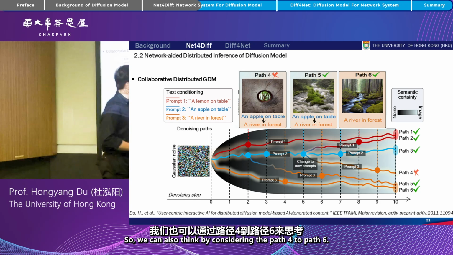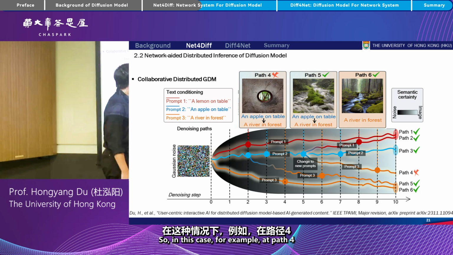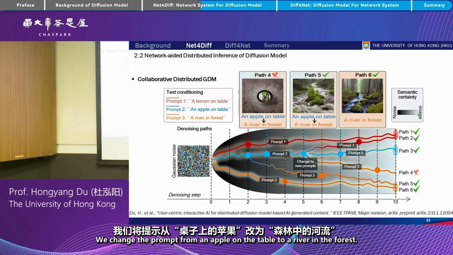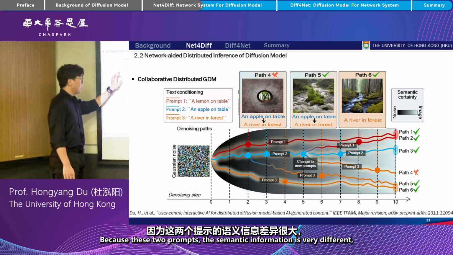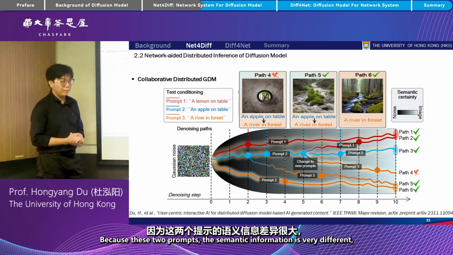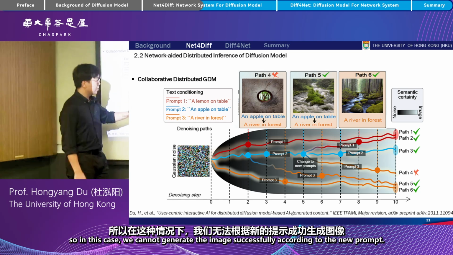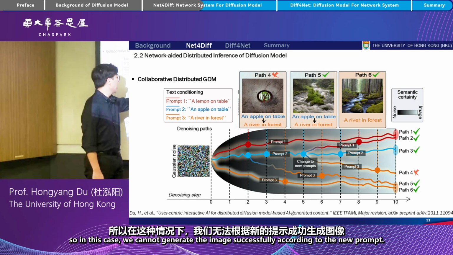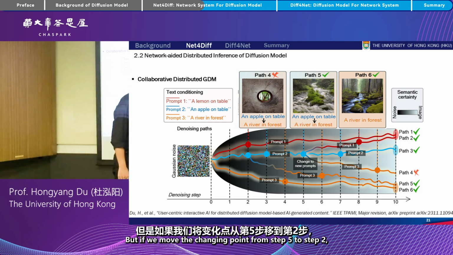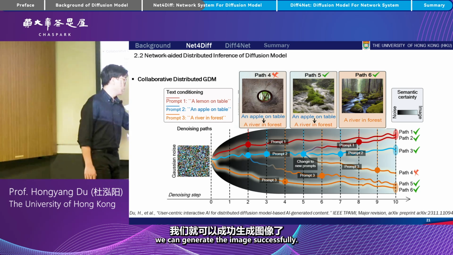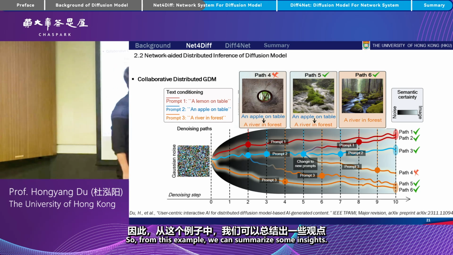We can also think about pass 4 to pass 6. In this case, for example, at pass 4, we change the prompt from an apple on the table to a river in the forest. Because these two prompts have very different semantic information, we cannot generate the image successfully according to the new prompt. But if we move the changing point from step 5 to step 2, we can generate the image successfully.